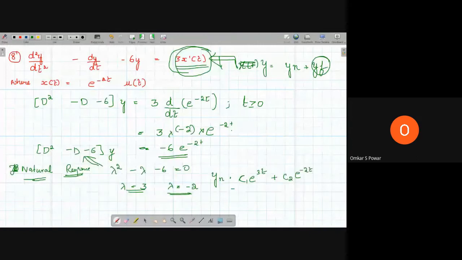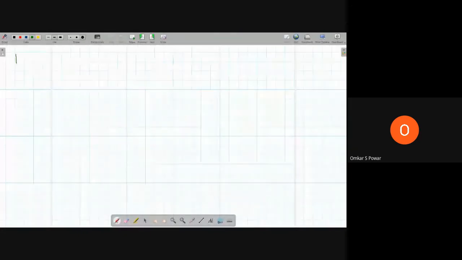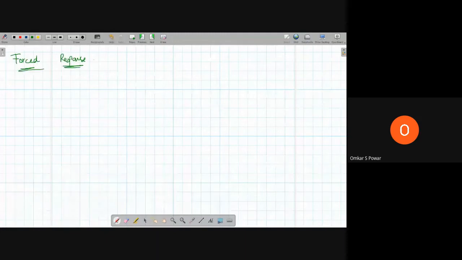So this is your natural response. Now we have our right-hand side here, but x of t is not equal to 0. So we have to find the forced response of the system. To solve for the forced response, you have learned in mathematics.